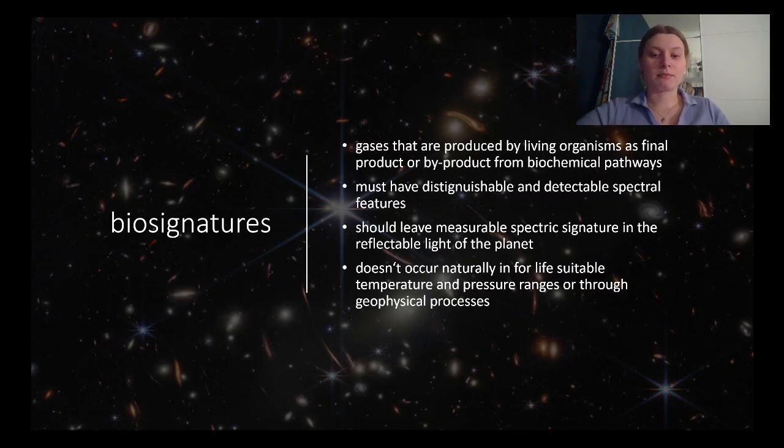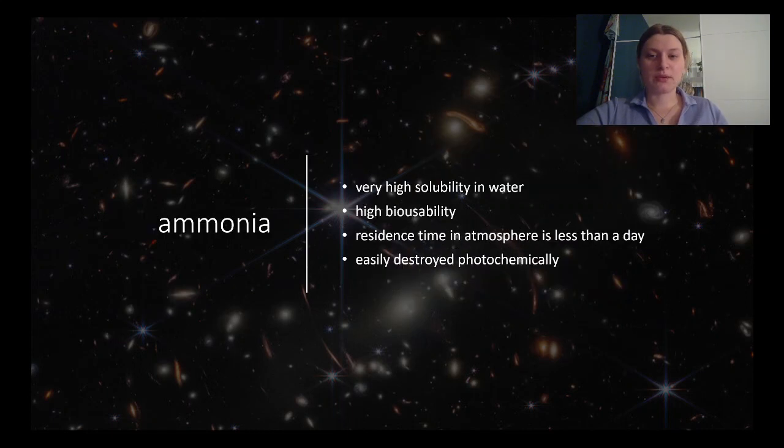For example, it must be distinguishable and detectable in spectral features. And it should be measurable in spectral features in the reflectable light of the planet, so we can detect it with our telescopes. Also, biosignature gases should not occur naturally in life-suitable temperatures or pressure ranges or through geophysical processes. So we actually know that it is a biosignature.